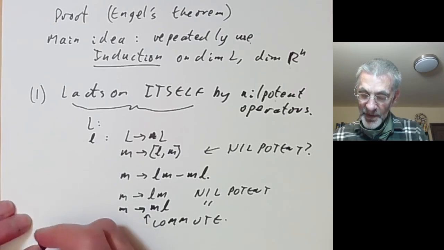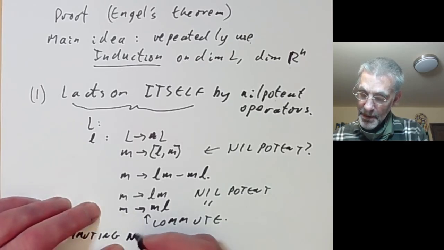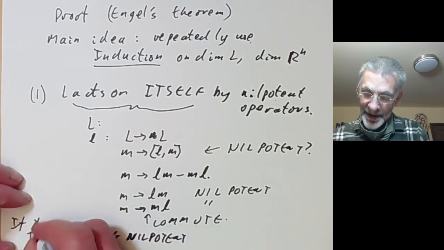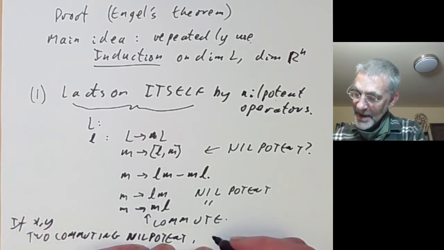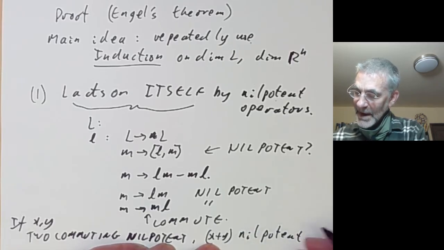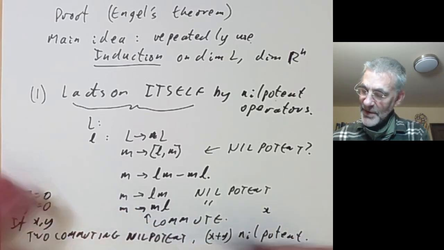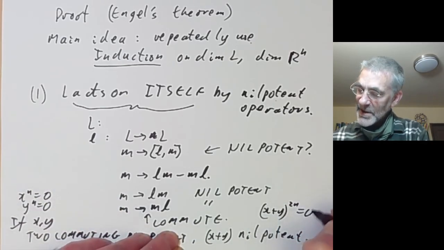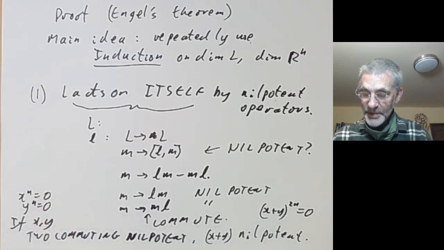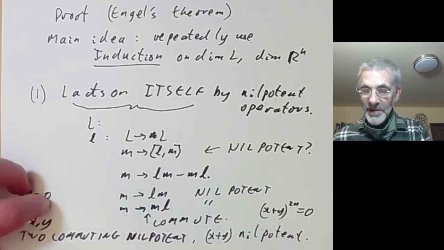And now, if we've got two commuting nilpotent objects, so if x and y are two commuting nilpotent things, then x plus y is nilpotent. And the reason for this is that if x to the n is equal to 0 and y to the n is equal to 0, then (x plus y) to the 2n equals 0, because if you expand this by the binomial theorem, every term involves either x to the n or y to the n. So the adjoint action of L on itself also acts by nilpotent matrices.